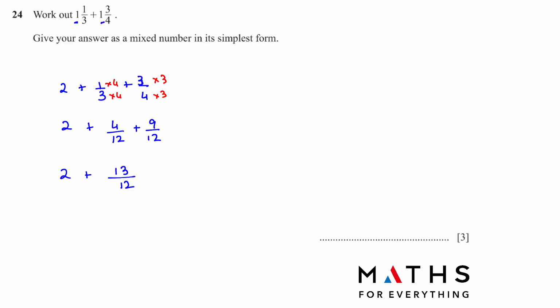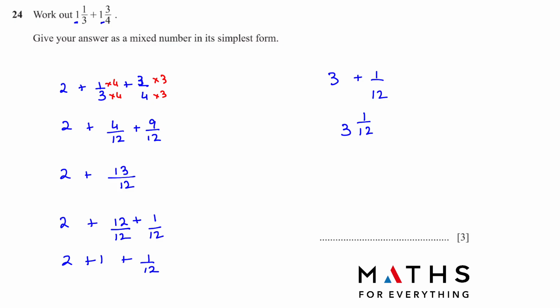The 13, which is bigger than 12, if I subtract 13 minus 12, what will I get? Or let's say we write it as 12 plus 1. And we separate the denominator. 12 over 12 will give us 1, plus 1 over 12. So 2 plus 1 is 3, plus 1 over 12. This can be written as 3, 1 over 12.